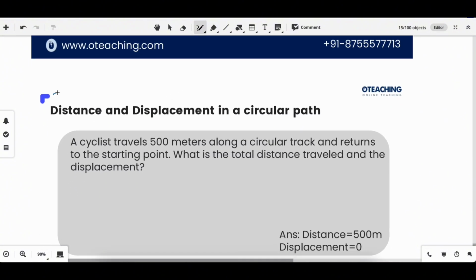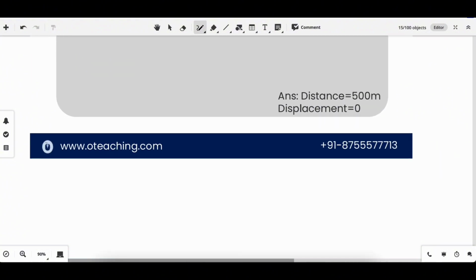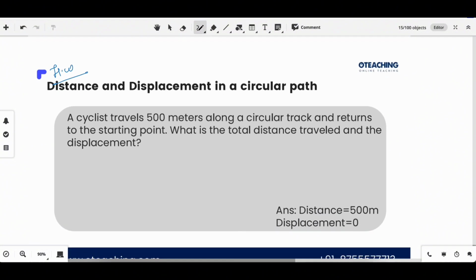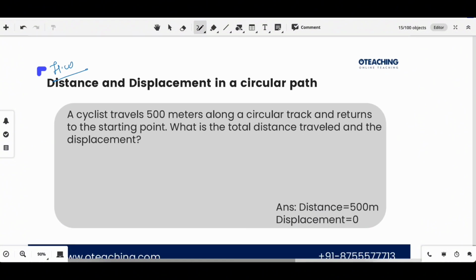Now this is your homework. Just take a screenshot of this and cover it up. I hope you have got an idea what is distance, what is displacement, what is a scalar, what is a vector. In the next class, we are going to talk about how you add vectors. Okay, and then we will move to the speed and velocity too.